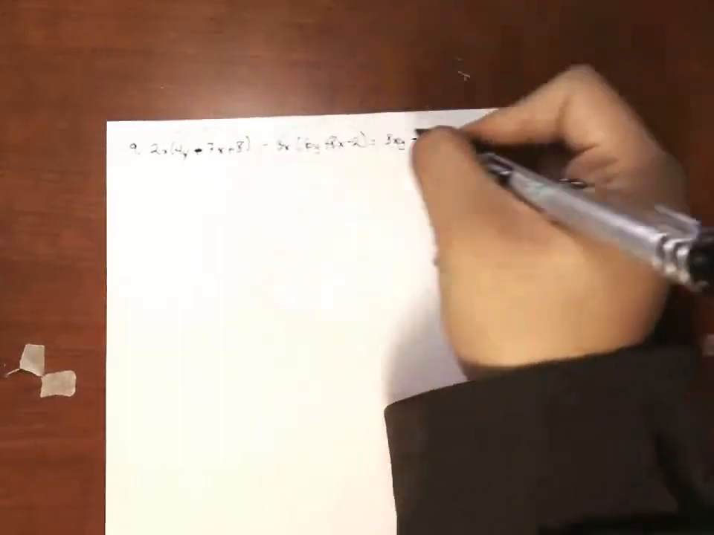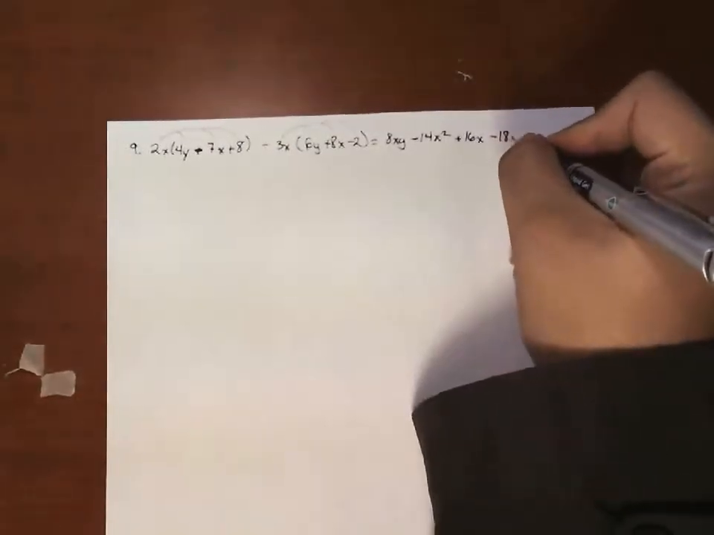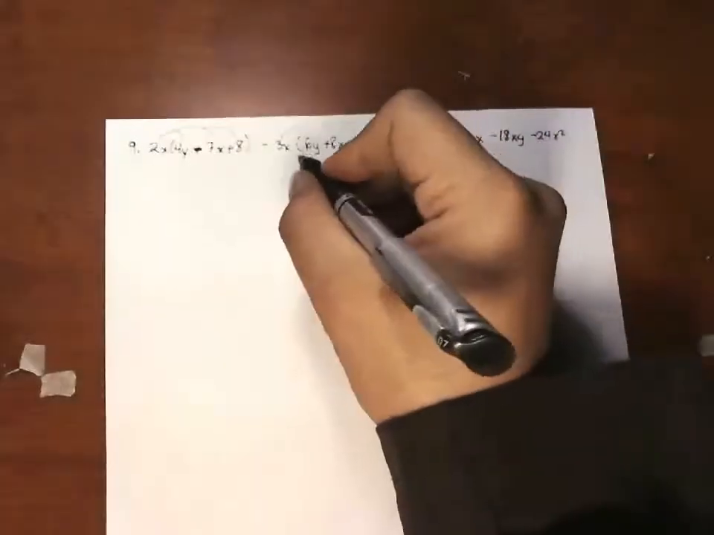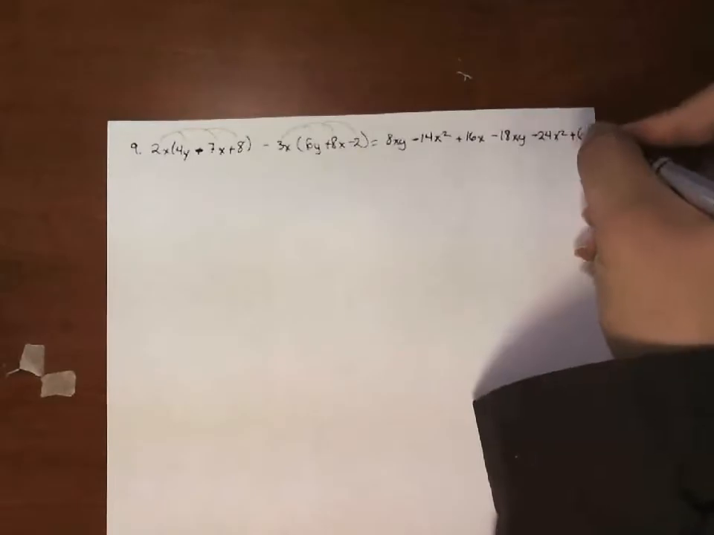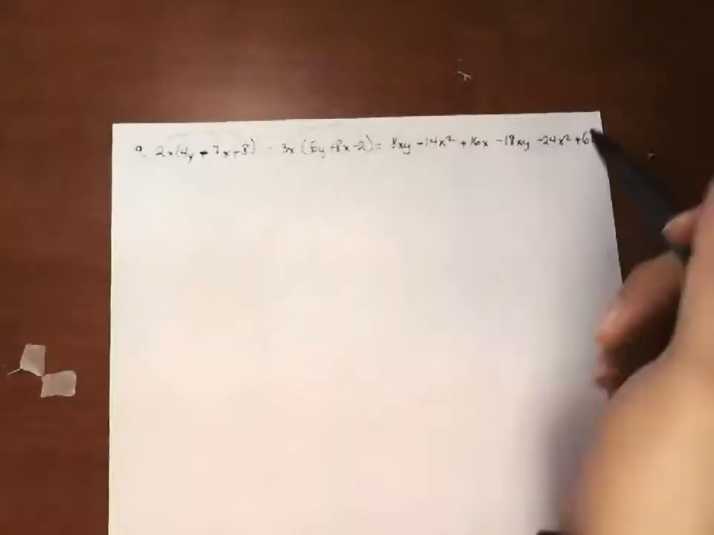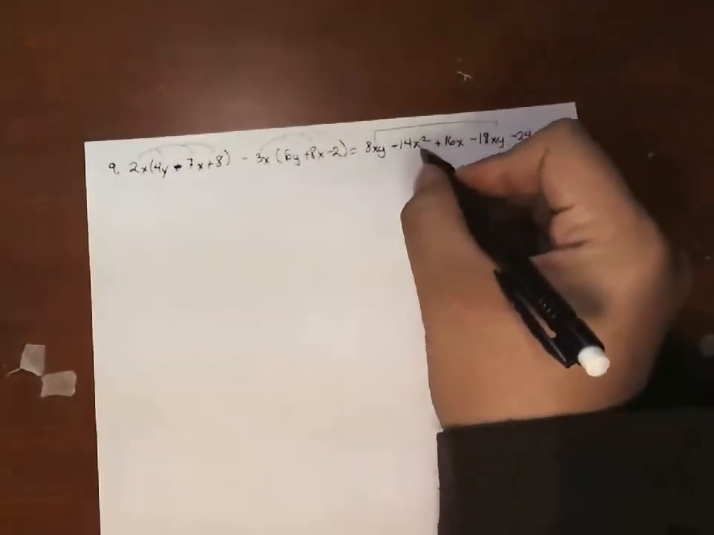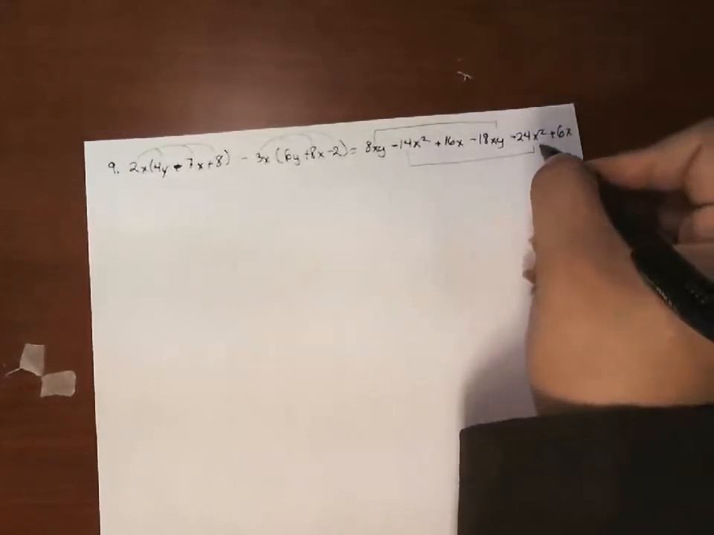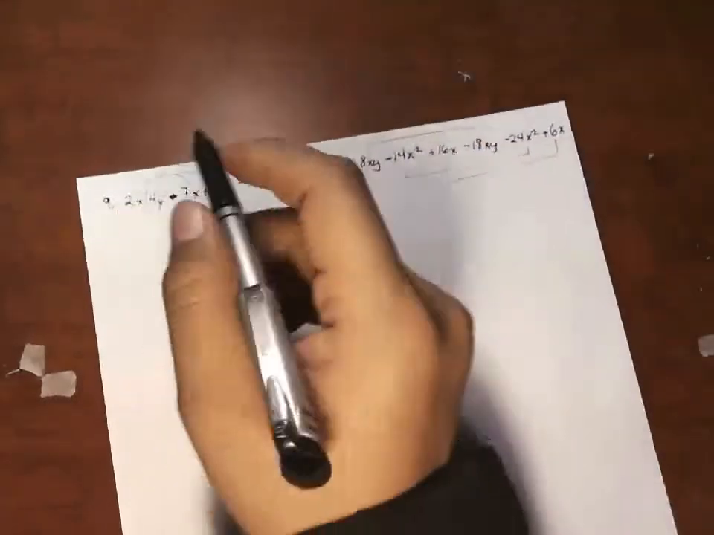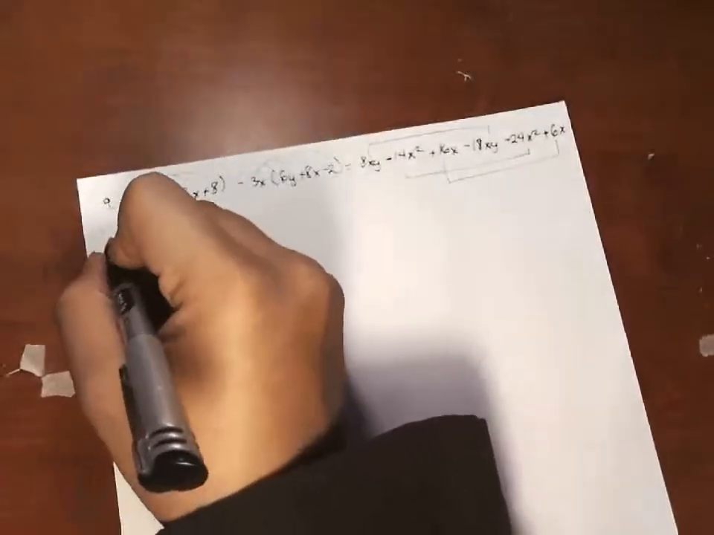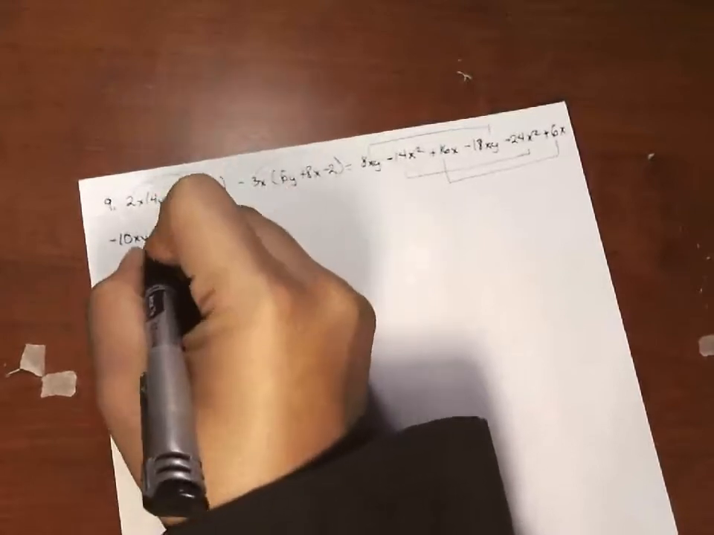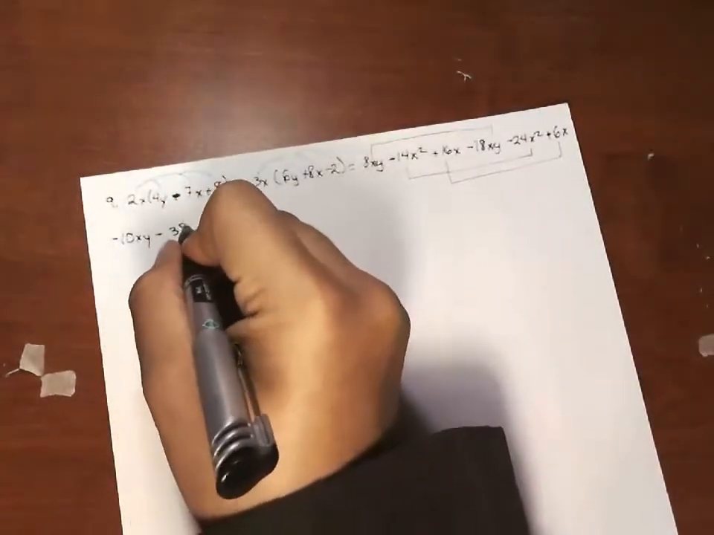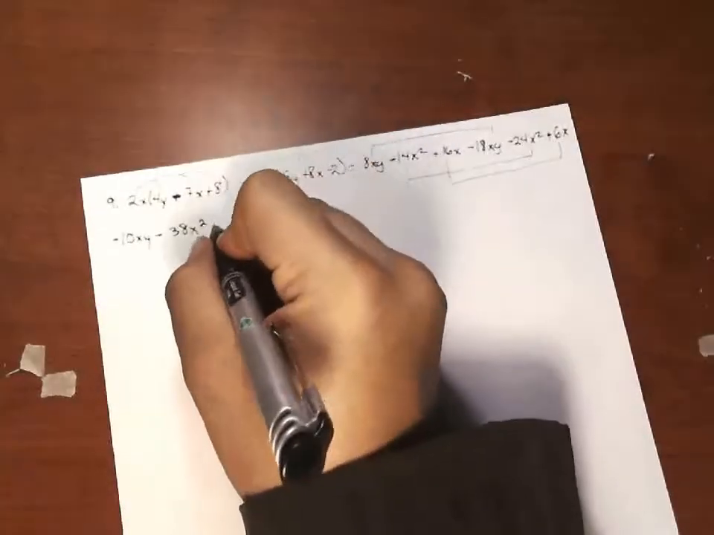Okay? Minus, please remember this minus. Minus 3 times 6, minus 18xy, minus 3 times 8, minus 24, x times x, x squared. And finally, minus 3 times minus 2, plus 6, just x. Okay? Remember, we join common terms. xy and xy, x squared and x squared, and x with x. Okay? So we end up with 8 minus 18, minus 10xy, plus minus 14 minus 24, minus 38x squared, and 16 plus 6, 22x.